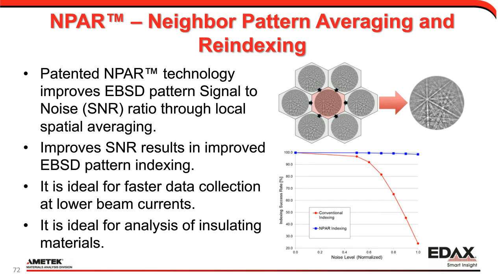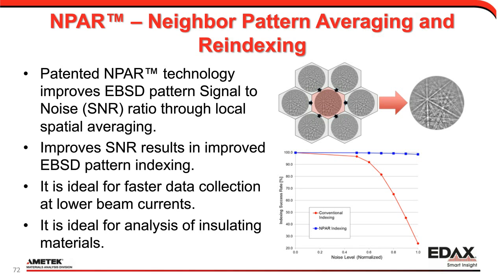And that led us to the idea of what we call NPAR, or neighbor pattern averaging and reindexing. This is where we take a set of patterns and we average each pattern with all the neighbors around it. So we generally collect our data on a hexagonal grid. So each point will have 6 surrounding neighbors. So if we average each point with its 6 neighbors, we get a pattern with a better signal-to-noise ratio through this spatial averaging. And so this allows us for a faster collection at lower beam currents.